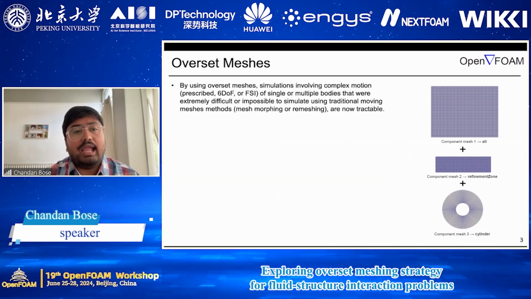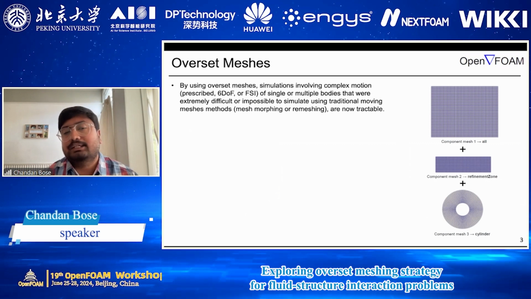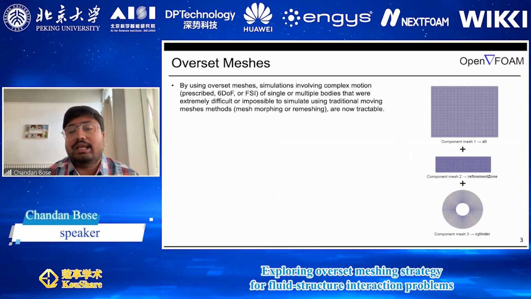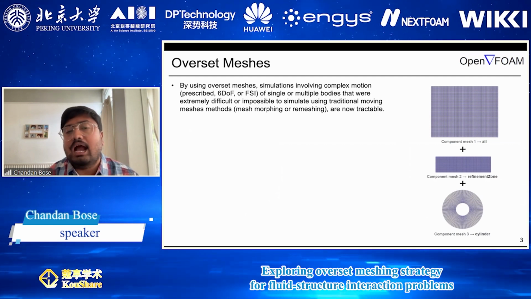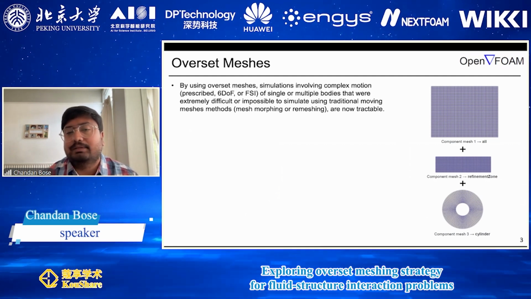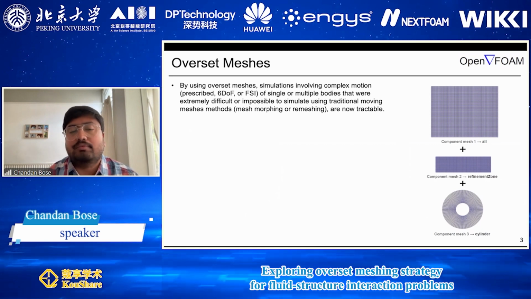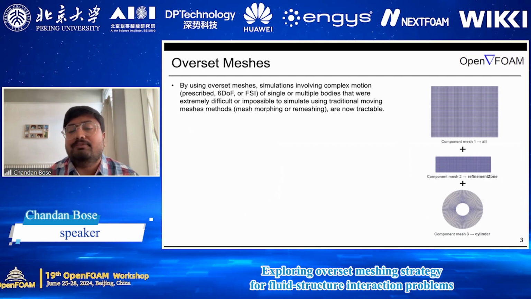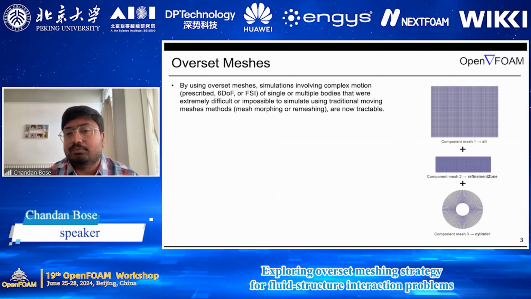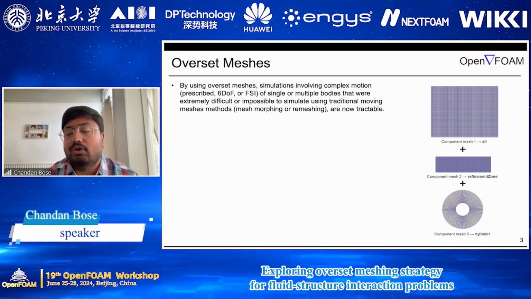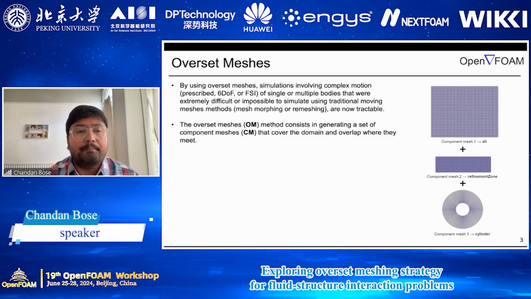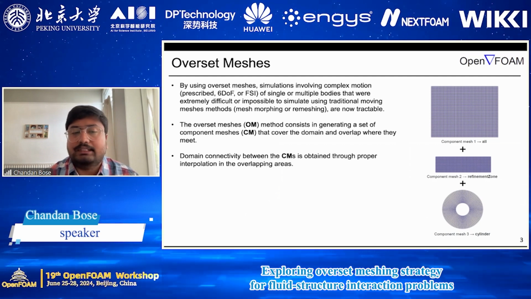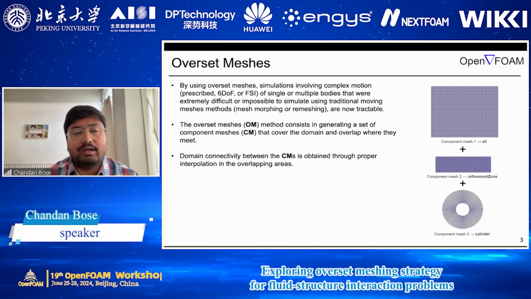Now, why is overset mesh particularly useful for fluid structure interaction problems? Because it allows us to simulate very high deformation or high amplitude of displacement of the moving bodies, which possibly would not be feasible to do successfully using traditional mesh morphing or remeshing techniques. But as I said, it involves multiple component meshes which are disconnected and move over each other.